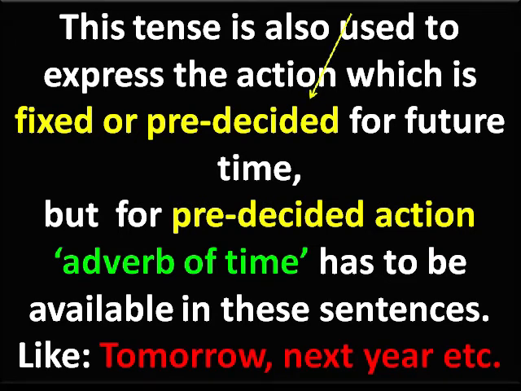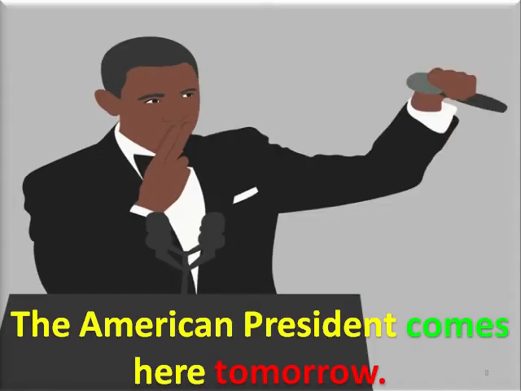But for that pre-decided action, an adverb of time has to be there in the sentence, like tomorrow, next year, 10 a.m., upcoming year, any kind of these adverbs of time. If available in the sentence, then we will not use simple future tense, we will instead use simple present tense. For example, the American president comes here tomorrow.